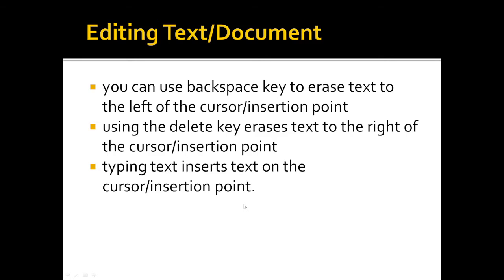How do we edit text in a document? You can use the backspace key to erase text to the left of the cursor or insertion point. So once you're typing and you commit some mistakes, you can just use backspace to erase the text to the left of your cursor. We can also use the delete key. The delete key erases text to the right of the cursor or insertion point. Typing text inserts text at the cursor or insertion point if you are in insert mode.